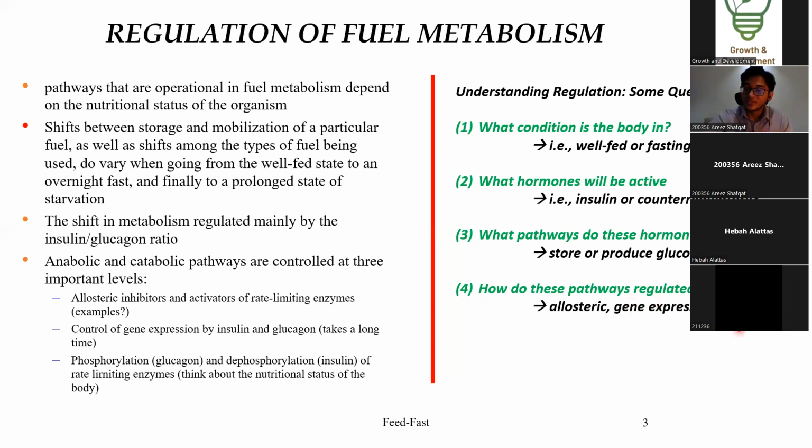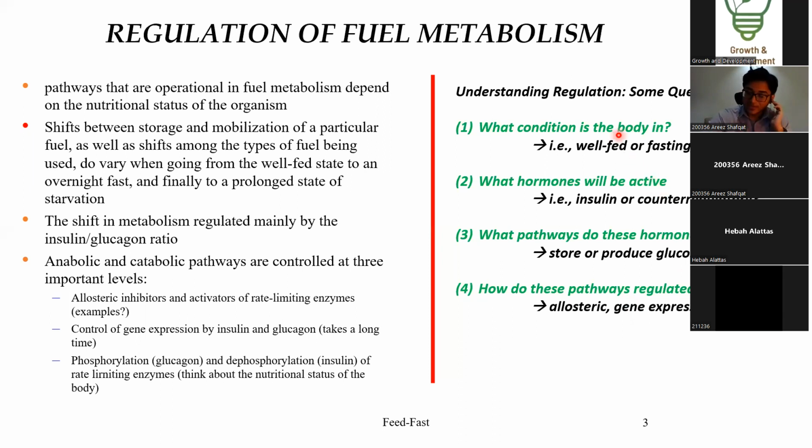The pathway which is quick to occur is covalent modification. Covalent modification refers to phosphorylation and dephosphorylation. What you need to know is insulin causes dephosphorylation. Glucagon causes phosphorylation.